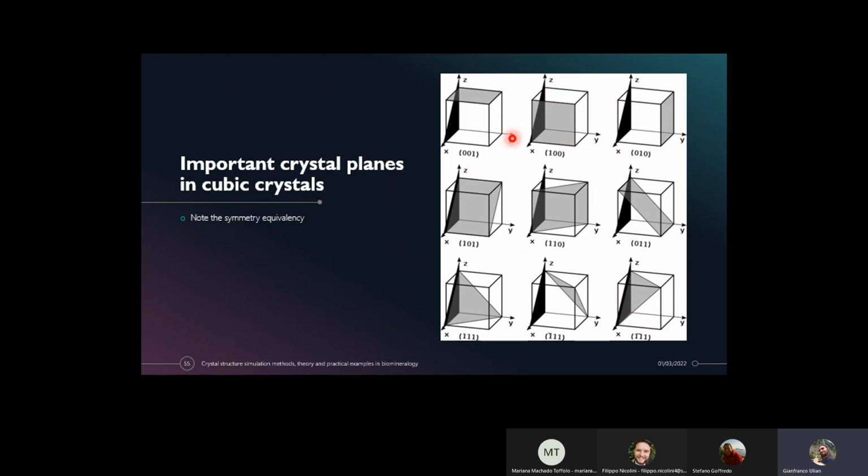These are examples in cubic crystals of crystal planes. If you have an index that is 0, it means that the plane doesn't cut the crystallographic axis. For example, this plane here, (0 0 1), doesn't cut the x and y axes. Sorry, it should be A, B, and C. So it doesn't cross the A and B lattice vectors, but only the C one here. So it is (0 0 1). Okay.